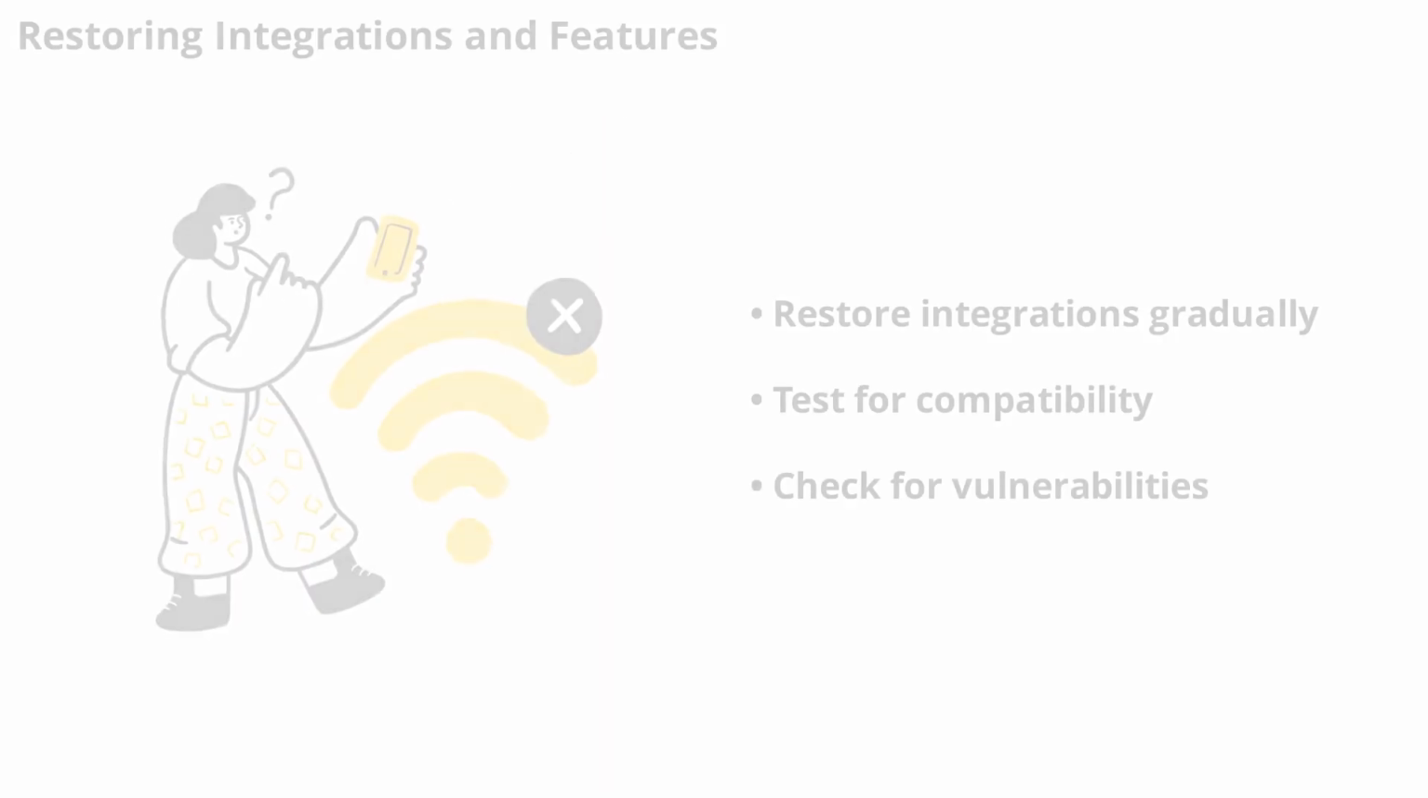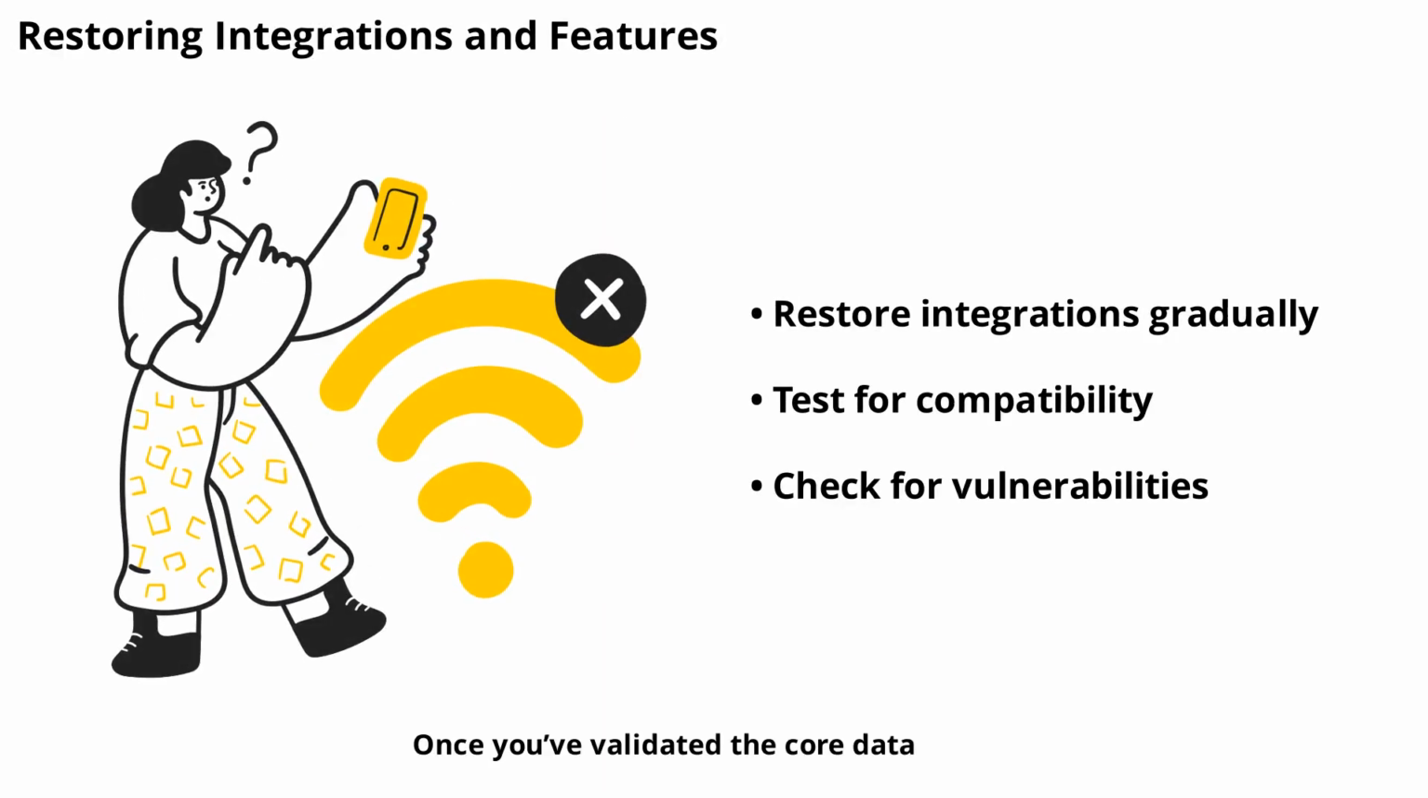Once you've validated the core data, gradually restore integrations and additional features. Test each integration individually to ensure it works correctly with the new system and does not introduce security vulnerabilities. This step-by-step approach helps you identify and resolve any compatibility issues early, maintaining a secure and stable environment for your team.